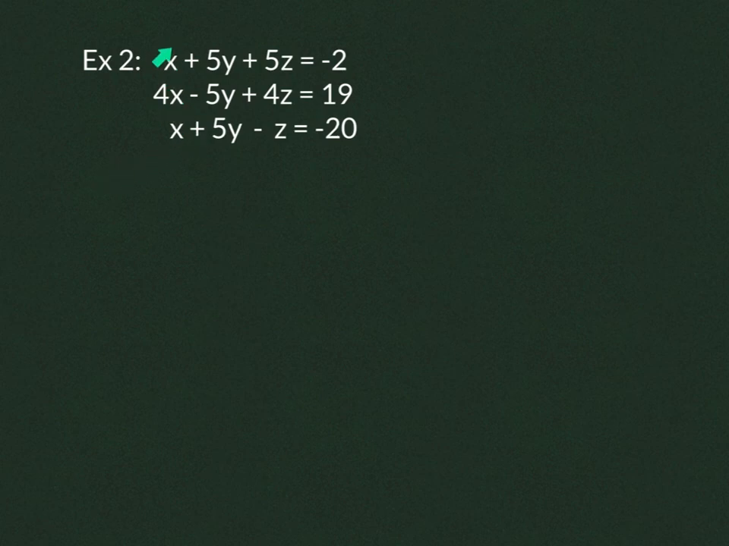When I look at my coefficients, I have a 1, 4, and 1, 5, negative 5, and 5, 5, 4, and negative 1. These y's are looking the easiest to work with because they have the same number and some of them have opposite signs. So I'm going to choose the first 2 because it already has a positive 5y and a negative 5y. I know these are immediately going to cancel when I add those 2 equations together.